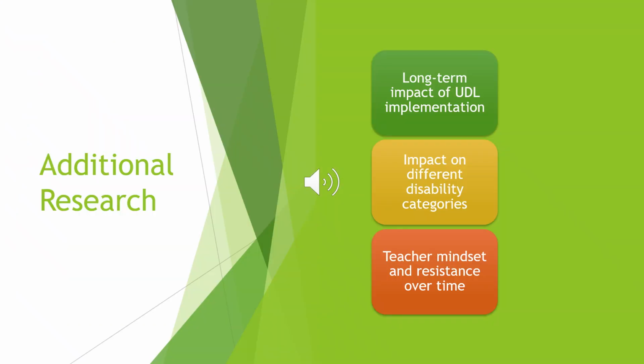Some additional research that could be done is looking at the long-term impact of UDL implementation. What does that look like if we continue to implement UDL beyond the 6 to 8, even 12 weeks? What does that look like? What is the impact on the different disability categories? There's not just one broad disability. There's several disabilities that would be involved within these 45 students. So what's the impact on each individual student?